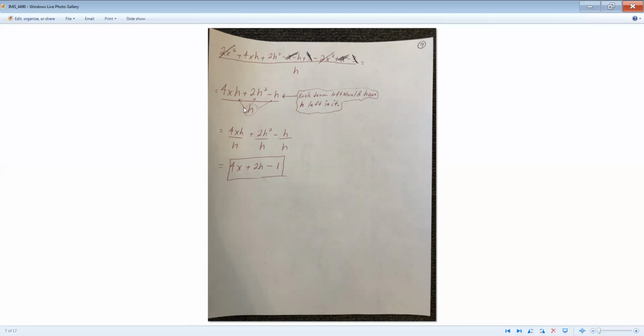So now to reduce, that h that's in the bottom has to go into each term. So that's 4xh over h plus 2h squared over h minus h over h. Now completely simplify that, and you're left with 4x plus 2h minus 1. And that will be your difference quotient. Once you get into calculus, you will know what to do with this algebraic expression. But for this section, this is all they ask of you, and you're done. Let me know if you have any questions.